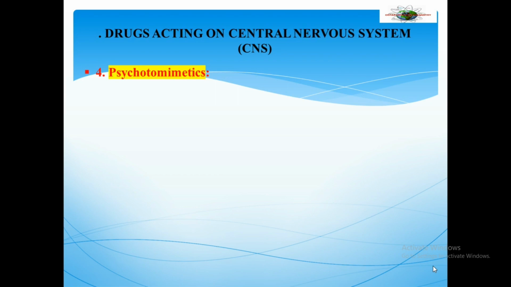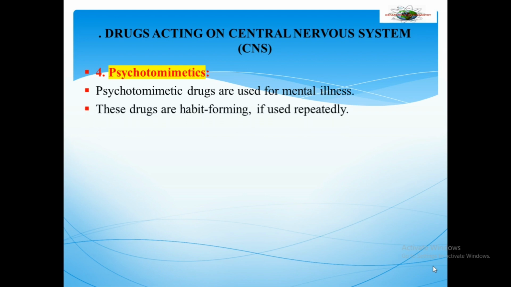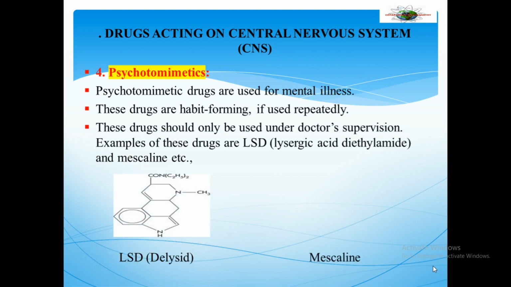Then coming to the last class of non-selective CNS stimulants, psychotomimetics. Psychotomimetic drugs are used for mental illness. These drugs are habit forming if used repeatedly. These drugs should only be used under doctor supervision. Examples of these drugs are LSD, lysergic acid diethylamide, and mescaline. These are the structures of LSD and mescaline.